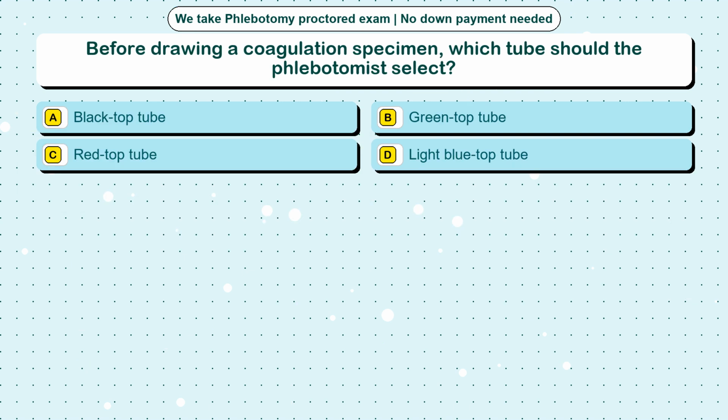Question 62. Before drawing a coagulation specimen, which tube should the phlebotomist select? Option A, black top tube. Option B, green top tube. Option C, red top tube. Option D, light blue top tube.